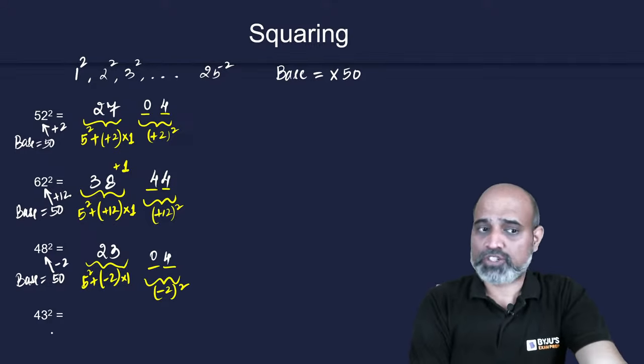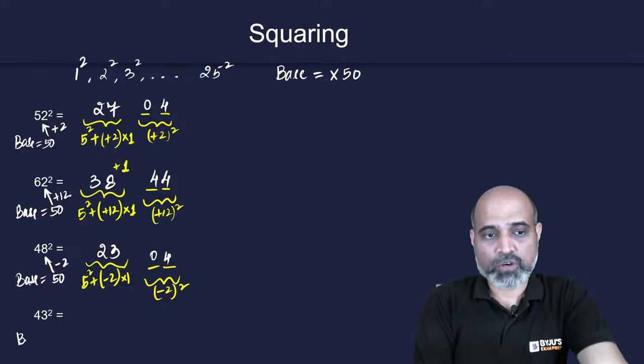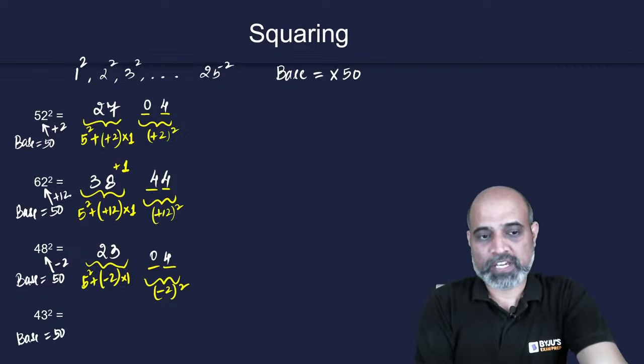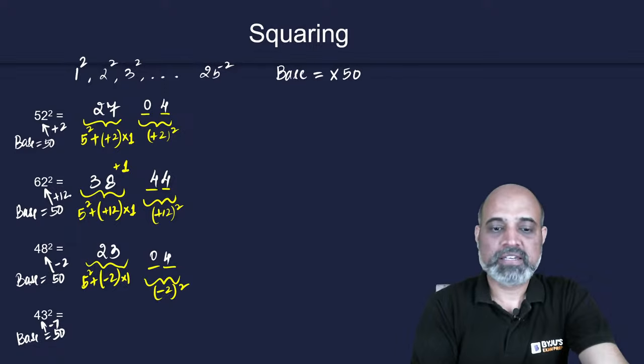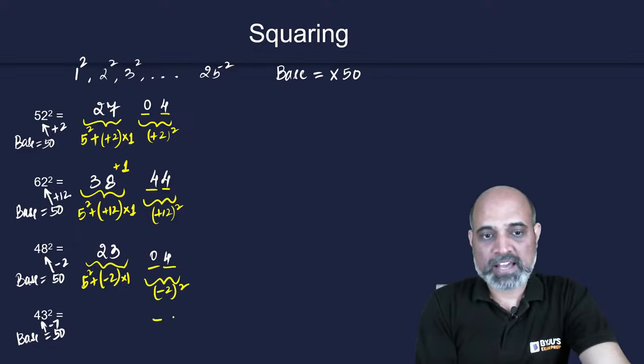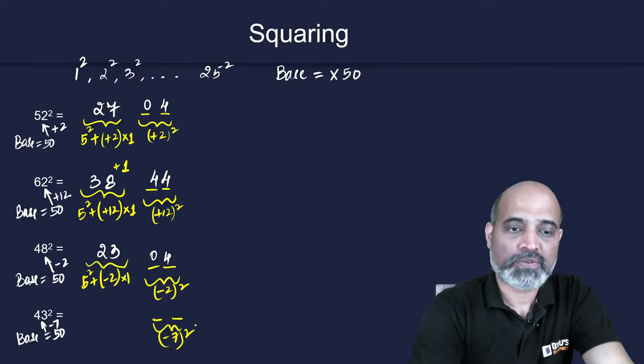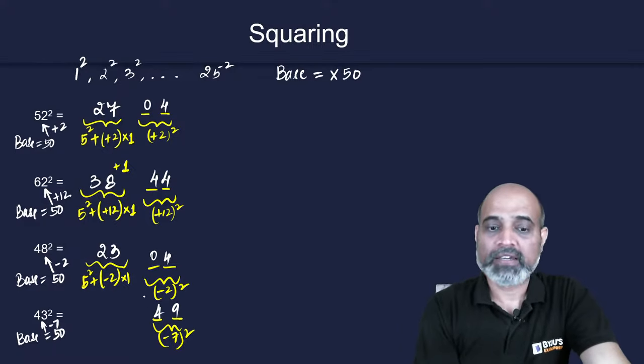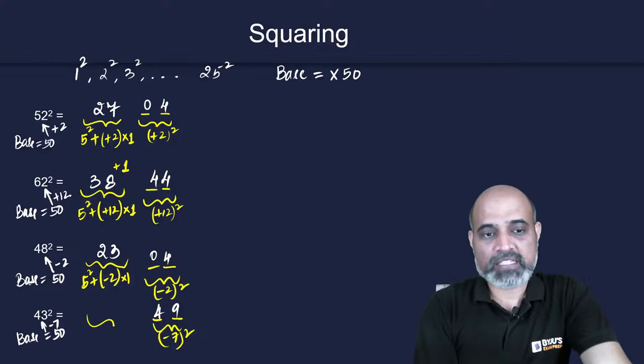Okay, let's talk about 43 square. So base we will choose is 50. ये 50 से 7 कम है. So your final answer will have last 2 digits as that minus 7 का whole square, which will result in 49 only, right?